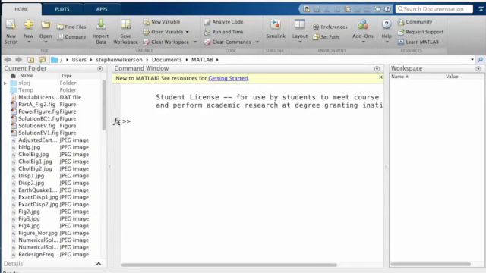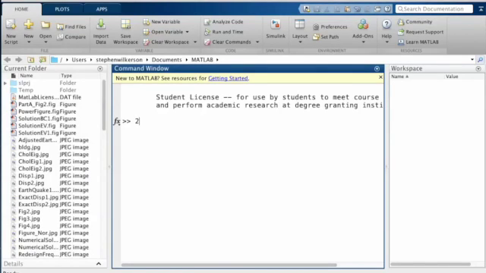Okay, let's start using MATLAB as a calculator to do some simple math calculations. Let's type in an addition problem, 2 plus 2. And what we see is 2 plus 2 is 4, and it's stored in a variable called answer.